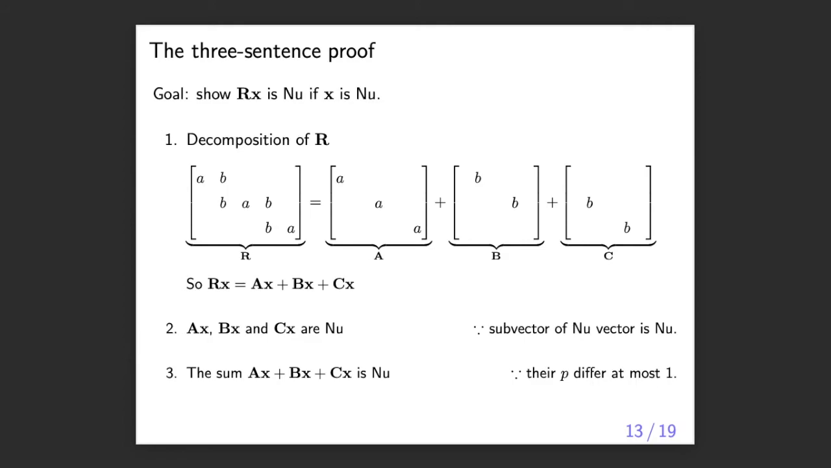What we need is to check their p-value. By making use of the NU characterization, we know that two NU vectors, their sum is NU if their p are consecutive integers. Ax plus Bx plus Cx is NU because their p differ by at most 1. So this is the 3 sentence proof. In the paper, of course, there are more than 3 sentences, but those are just to make sure the mathematics is correct. This 3 sentence proof is the core idea.